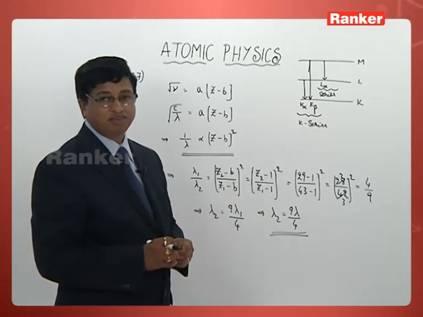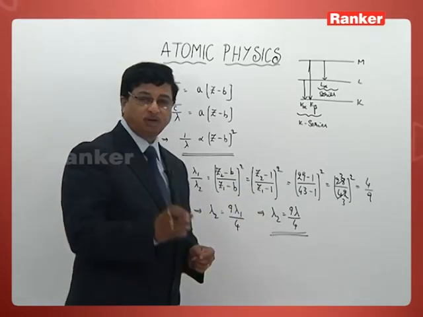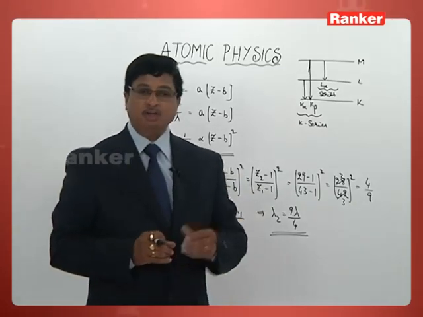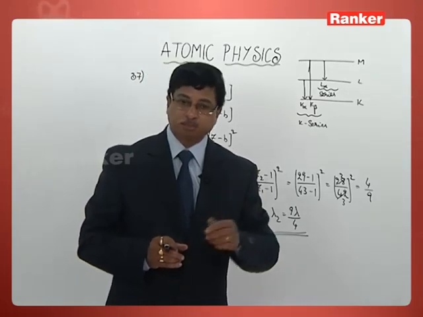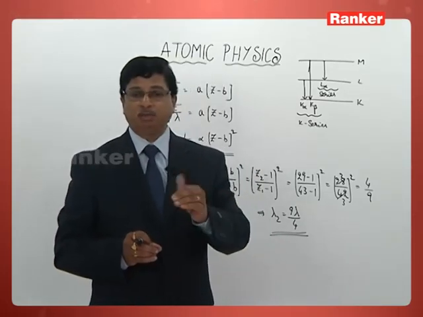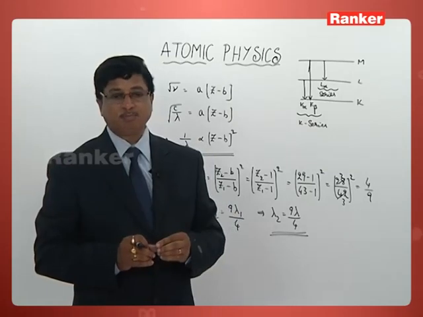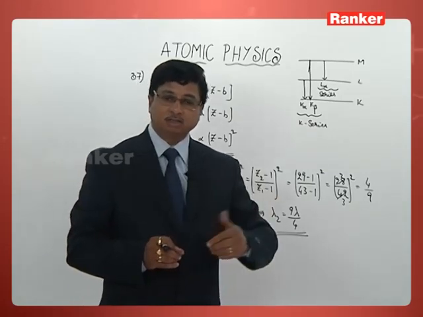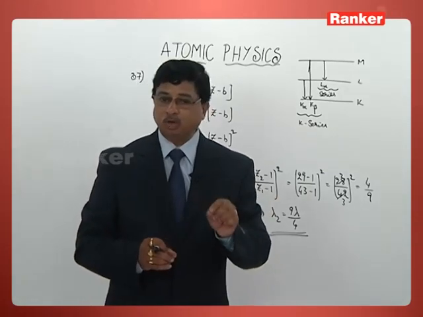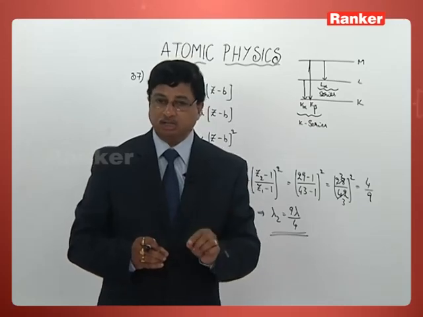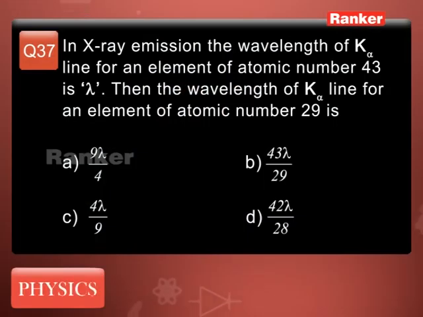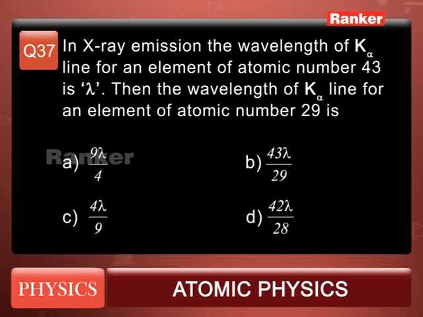So if you look at that, what are the options he has given? 9 lambda by 4 the first option, 43 lambda by 29 the second option, 4 lambda by 9 the third option, 42 lambda by 28 the fourth option. So what is the correct option over here? The very first option itself is the correct one. So directly I can take the answer for this particular question as simply A.